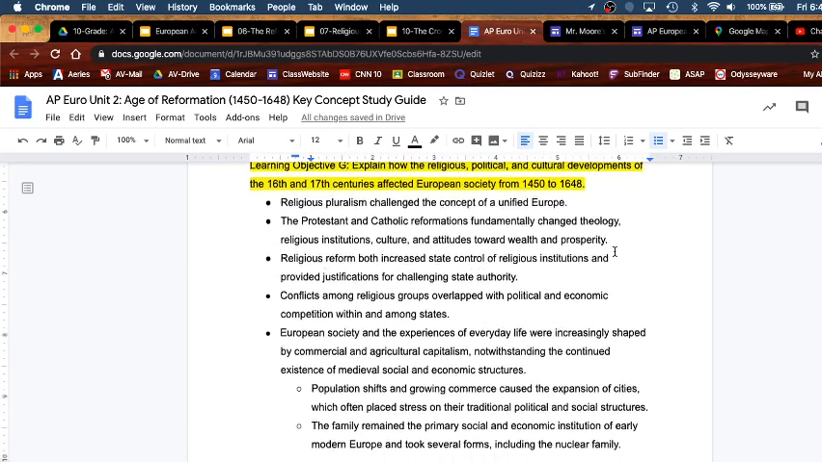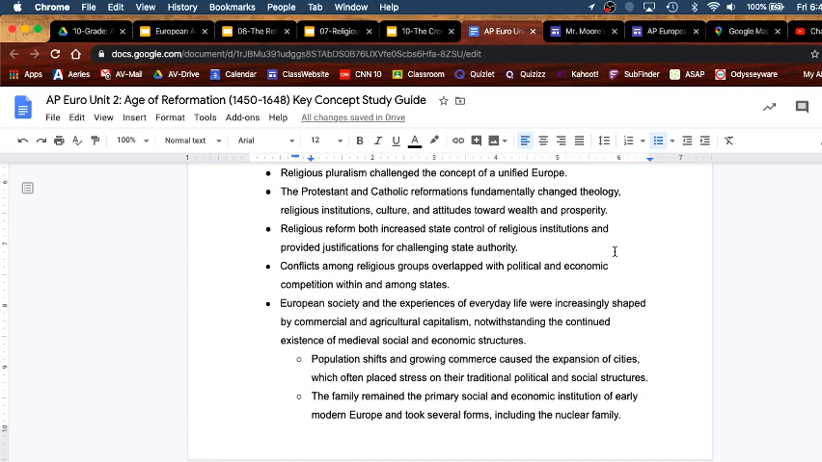And so this is like the last little culmination to say, here's what you need to know before you're done reviewing this section. Make sure you understand these bullet points. Religious pluralism challenged the concept of a united Europe. The Protestant and Catholic Reformations fundamentally changed theology, religious institutions, culture, and attitude towards wealth and prosperity. Religious reform both increased state control of religious institutions and provided justification for challenging state authority. Conflicts among religious groups overlapped with political and economic competition within and among states.